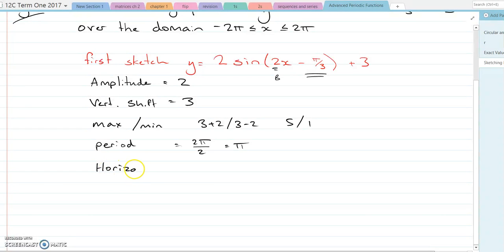And that last minus pi over 3, that's to do with our horizontal shift. This is a minus, which means it's going which way, right or left? It is going negative, means it's going to the right. And it's going to the right c over b, which is pi over 3 over 2. Okay, c is pi over 3, so that's pi over 3 over 2, which is pi over 6. So that's my horizontal shift, pi over 6 that way.